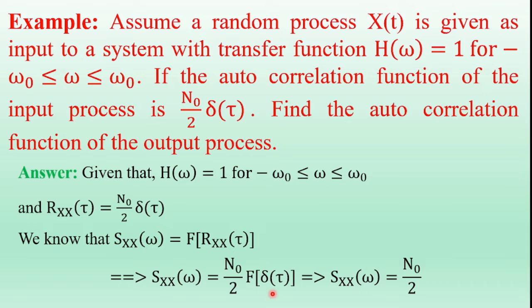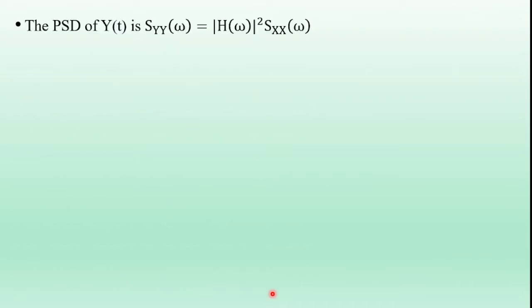So now here we want to calculate the autocorrelation function of the output process y of t. So we know that the power spectral density of the output y of t is Syy of omega is equal to magnitude of H of omega whole square into Sxx of omega. From the given data, the frequency response of the system H of omega is 1 and Sxx of omega is already calculated here, and substitute those two values into this equation. We get Syy of omega is equal to 1 square, H of omega value is given that 1. So 1 square is 1 into N naught by 2, which is equal to N naught by 2.